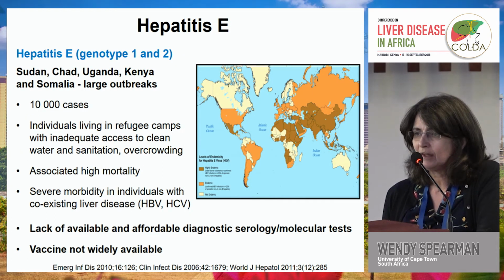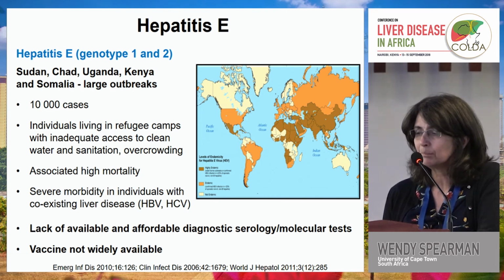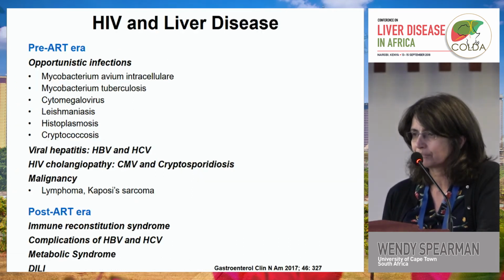Looking at hepatitis E, it's mainly genotype 1 and 2. Large outbreaks have been reported from Sudan, Chad, Uganda, Kenya, Somalia, often occurring in refugee camps where there's overcrowding and poor access to clean water and sanitation. It's associated with high mortality and morbidity, particularly in individuals who already have other coexisting liver diseases such as hepatitis B and hepatitis C. Unfortunately, there's a lack of available and affordable diagnostic serology and molecular testing, and the vaccine is not widely available and has not been tested in the African setting.